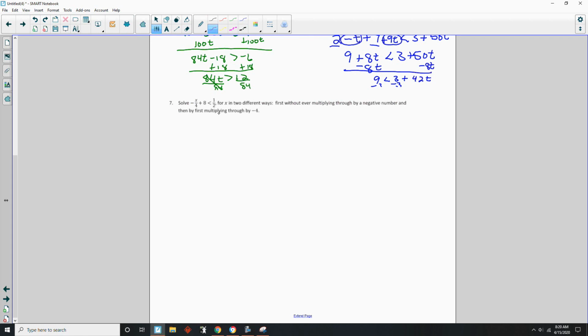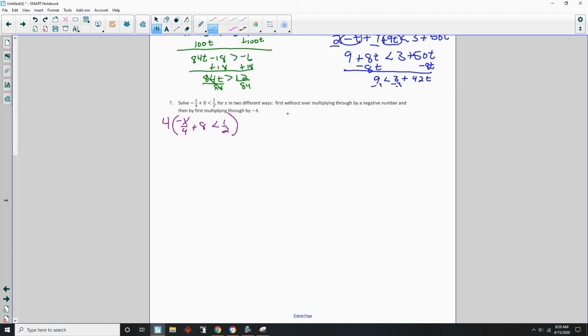So the first thing it says to do is solve for this 2 different ways. First, without ever multiplying. So if I have negative x over 4 plus 8 is less than 1/2, and I want to get x by itself, I would subtract 8 from both sides. I could do that. Or I could get rid of this fraction. So if I multiplied everything by 4. So let's do that.